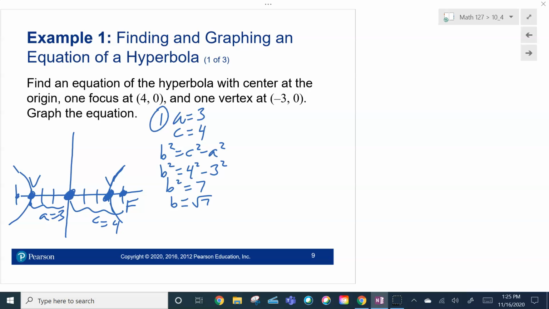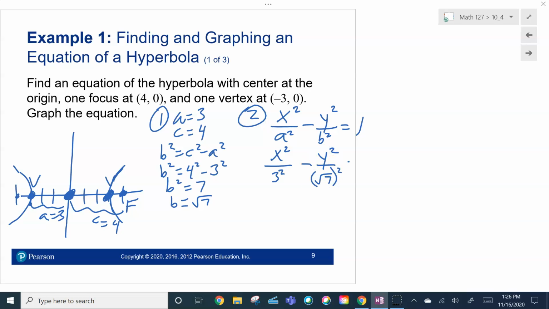So I'm going to use that to write the equation of my hyperbola. If it opens right and left and is centered at the origin, it's x squared over a squared minus y squared over b squared equals 1. I have my a, it's 3, so 3 will be squared. I have my b now, it's root 7, which will be squared. So I have x squared over 9 minus y squared over 7 equals 1. That's the equation of the hyperbola.